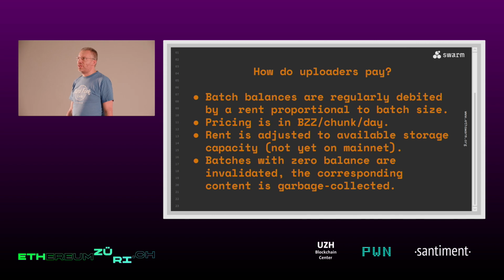But the short story is that the more saturated the network is, the higher the rent becomes. And if there's less data to store, then the rent goes down. And batches with 0 balance are, of course, invalidated and the corresponding content is garbage collected.